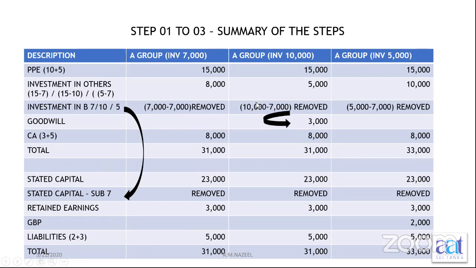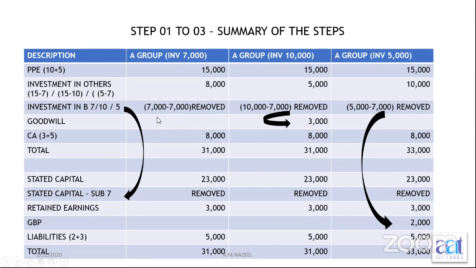The second one you can see, you removed 10,000 with 7,000. So therefore there is a new item that comes through the arrow. What is that? Goodwill 3,000. What is the next option? Your investment is 5,000. Your net assets are 7,000. The arrow says there is a profit of 2,000 rupees, right?